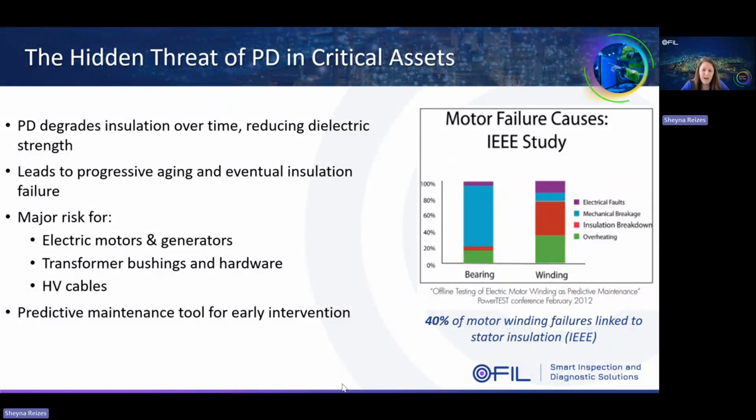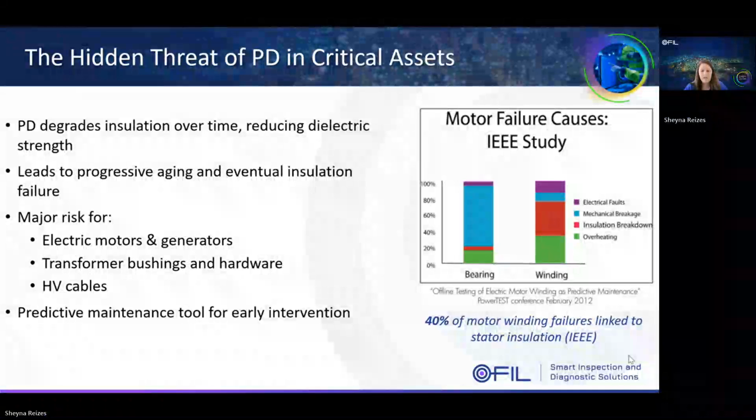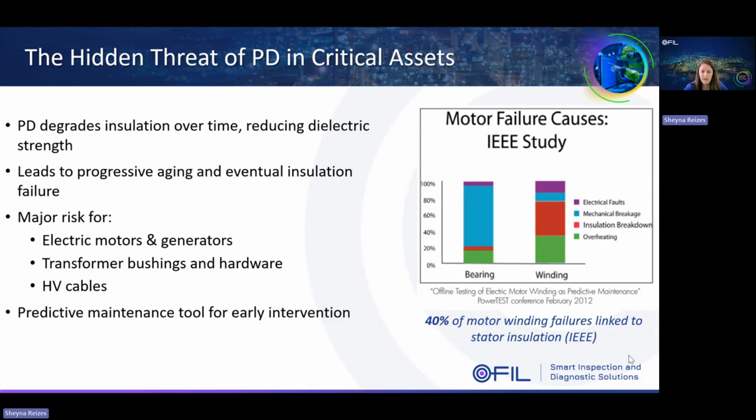So partial discharge might seem like a small issue, but it's actually a big problem. It wears down insulation gradually and accelerates its aging. It's especially critical in equipment like motors and generators and in transformers. According to IEEE stats, around 40% of all motor winding failures are due to stator insulation issues. And that's why PD detection plays a key role in predictive maintenance. It helps us catch early warning signs before they turn into costly breakdowns.